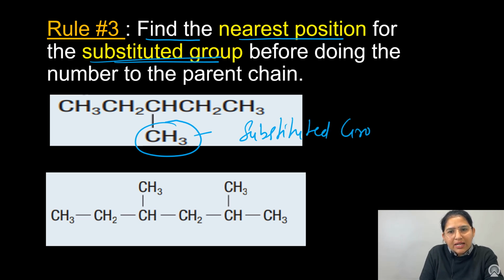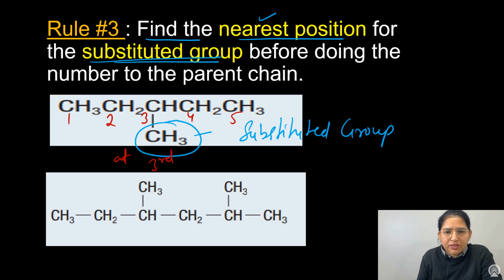So now if it has only one substituted group, from where do we start the numbering? From where it comes nearest. Now let's go for counting: 1, 2, 3, 4, 5. So you may see, if I am starting the numbering from the left hand side, I am getting this substituted group at third position.